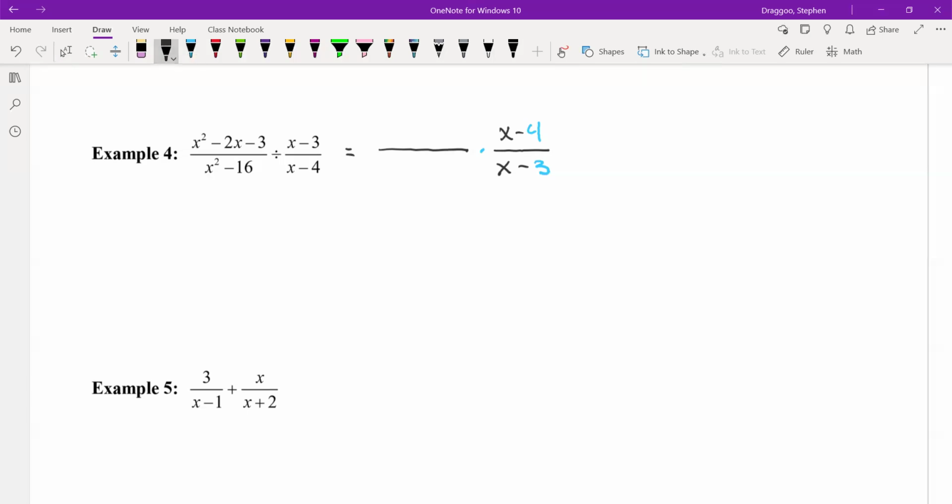I'll also factor this thing as much as I can. Looks like we've got x minus 3 and x plus 1 over x minus 4 times x plus 4. And start reducing wherever I can. I have an x minus 4 in top and bottom. I have an x minus 3 in top and bottom. All that's left at the end is x plus 1 and x plus 4.